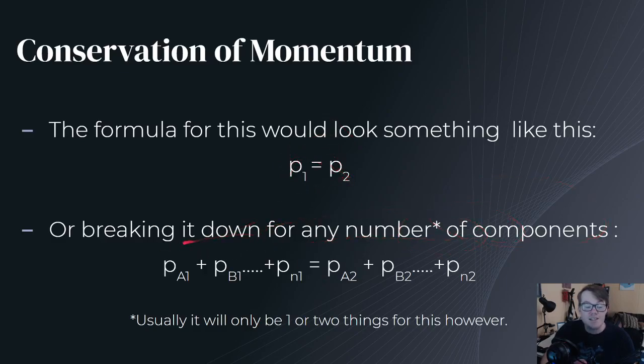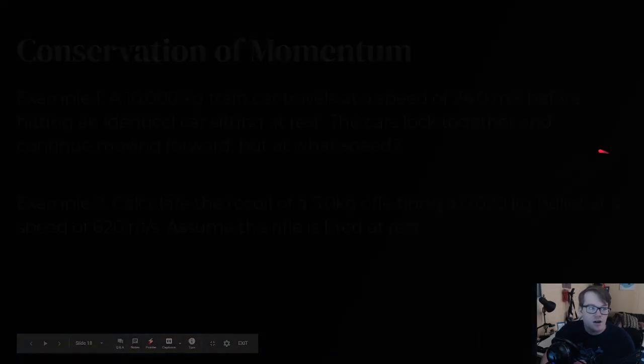Or if you have a system of things, you could have the momentum of thing A at position 1 plus the momentum of thing B at position 1, plus however many things are involved, should equal the momentum of thing A at position 2, B at position 2, and however many things there are at position 2. Usually there's only going to be one or two things involved, either one thing changing mass, or two things colliding with each other.